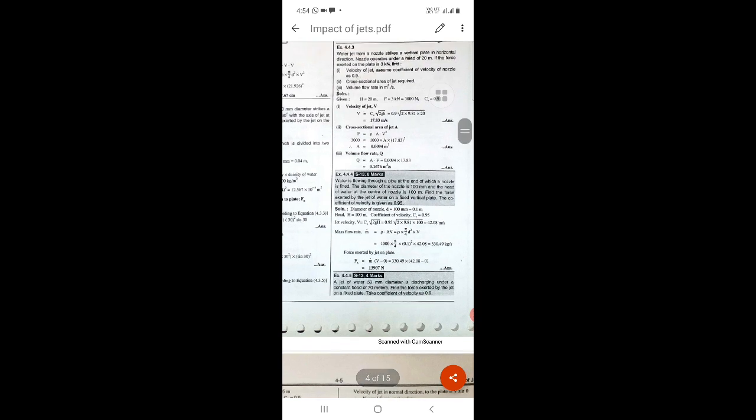With the help of that, take diameter 100 mm, so the diameter is 0.1 meter. Head is 100 meters. Then the coefficient of velocity is 0.95. So V is equal to Cv under root 2gH, so it is 0.95 into root of 2 into 9.81 into 100. So it is 40.08. This is the velocity of the jet.